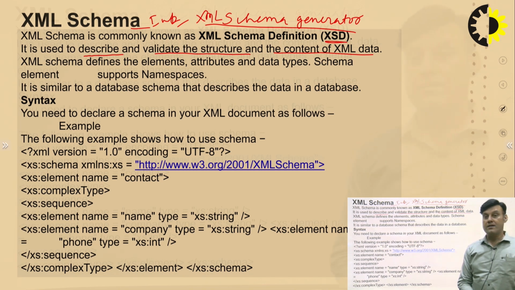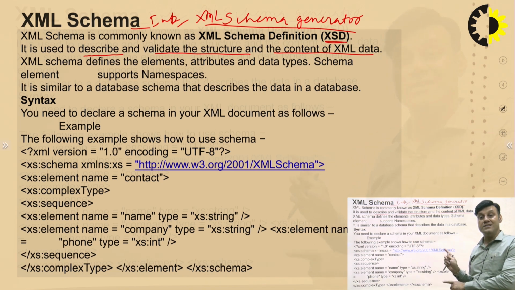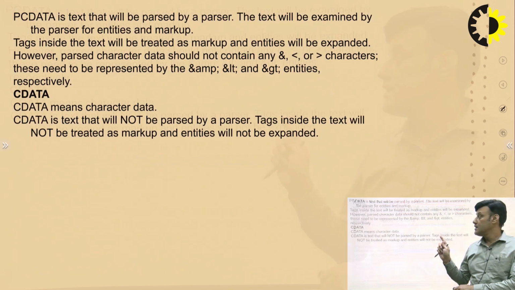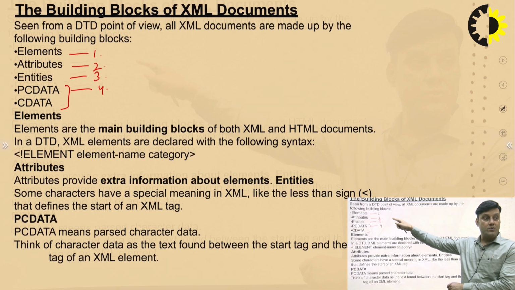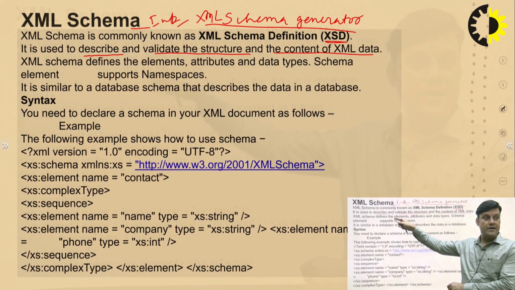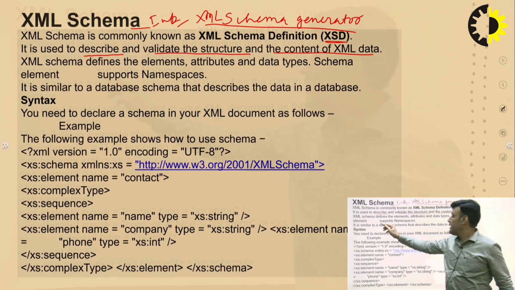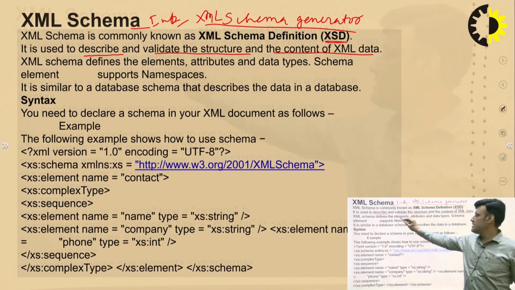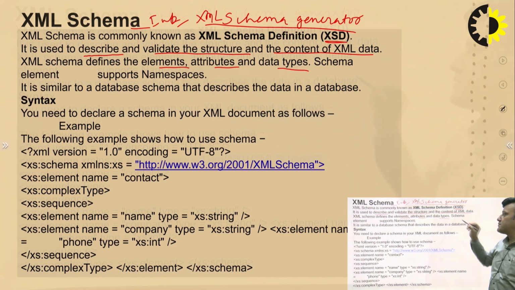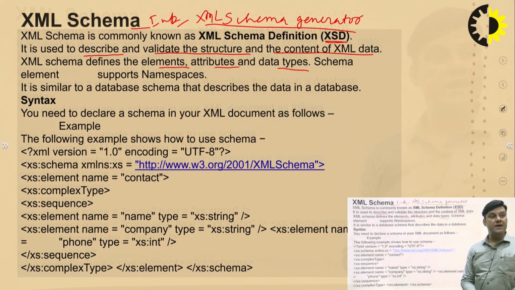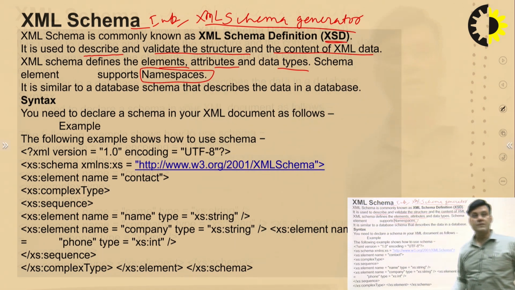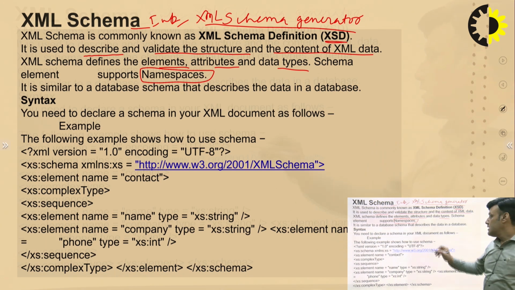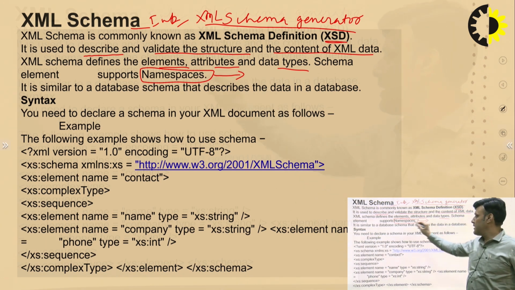Then what will this schema define? It will define the components that we have used here: elements, attributes, entities, the data, the type of data. XML schema defines the elements, attributes, data types. And the schema element supports namespace. This is also important. Now students, just give me one minute to explain this namespace.